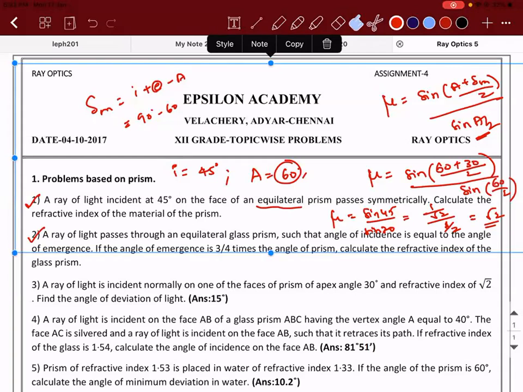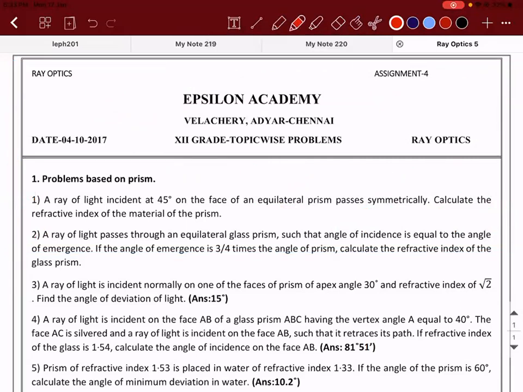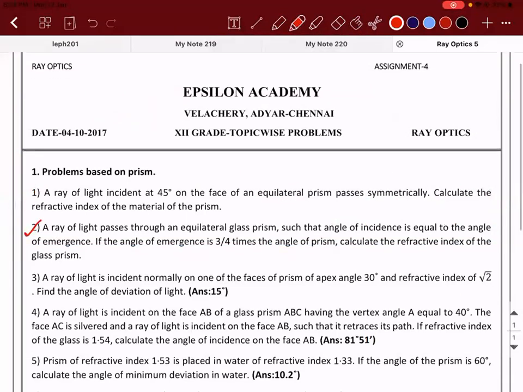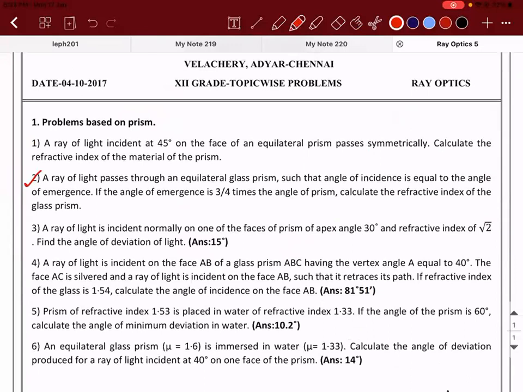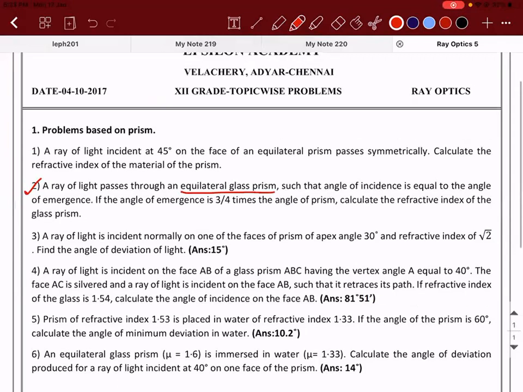I hope this problem is clear, right? Yes, sir. Look at the second one. I want you guys to try this. There is a ray of light that passes through an equilateral glass prism. First, draw an equilateral prism so that the angle of prism is how much? 60 degrees.